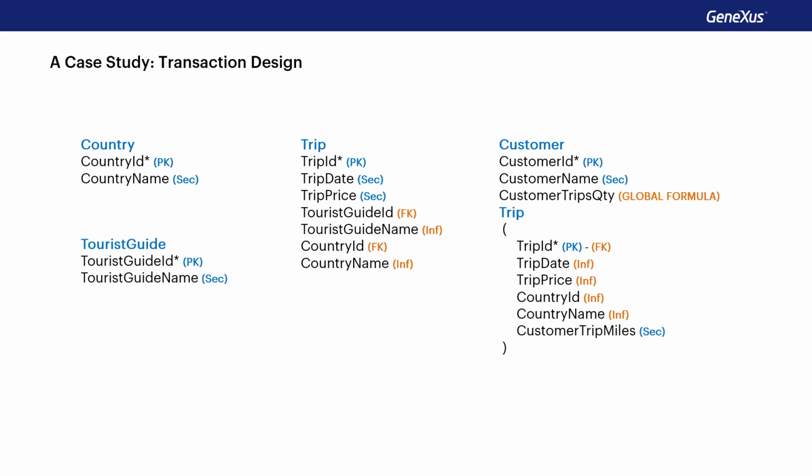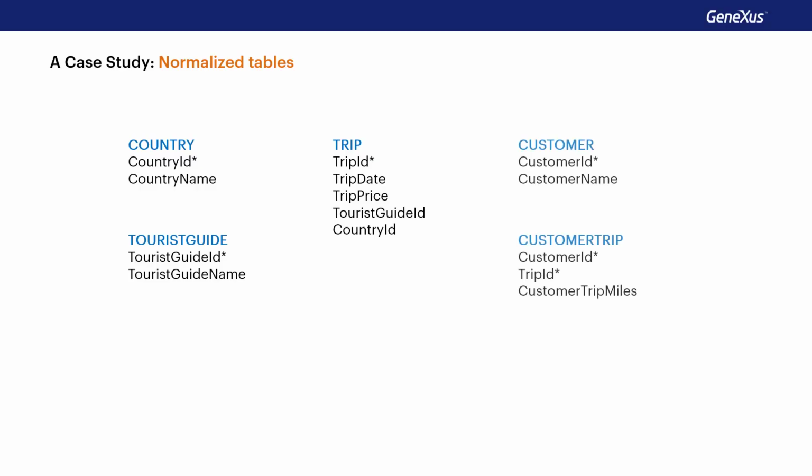So how does the structure of the tables based on the customer transaction look? The customer table associated with the first level, with customer ID as the primary key and customer name. Remember that the attribute customer trips quantity, when calculated, is not saved in the associated table. And then the customer trip table associated with the second level of the customer transaction, with the pair customer ID, trip ID as primary key, and the secondary attribute customer trip miles.